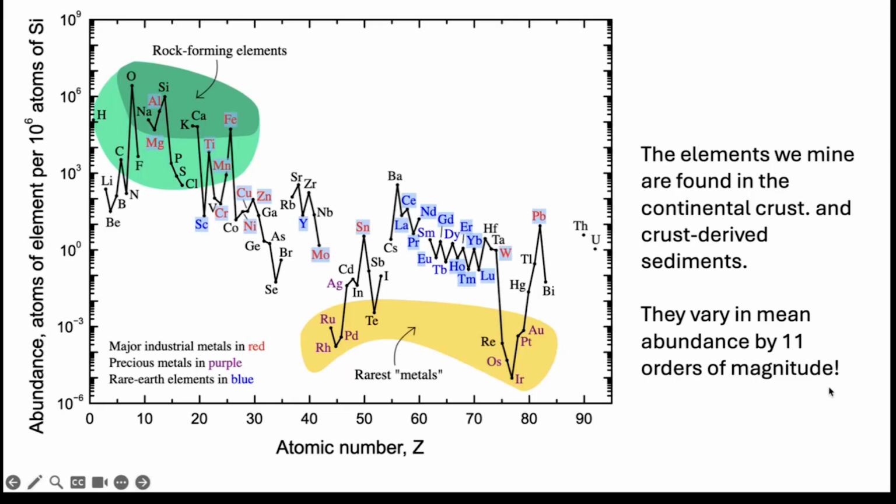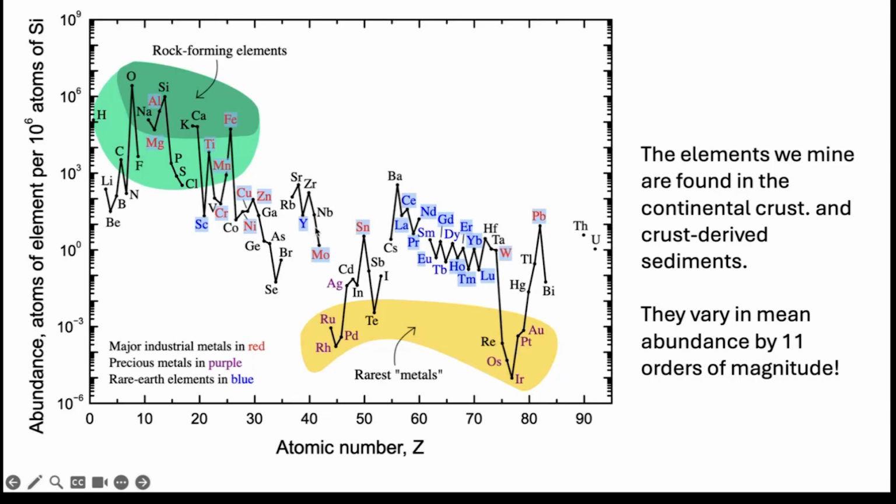and in crust-derived sediments, and there are tremendous variations in the mean abundance. 11 orders of magnitude are shown here. So that's not the abundance in individual ore deposits. That's just the average abundance in the crust, the continental crust. And then you can see the major industrial metals are in red, right?